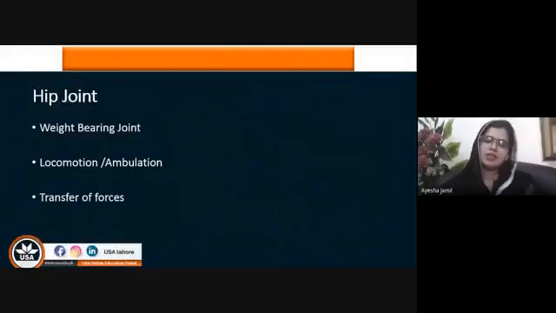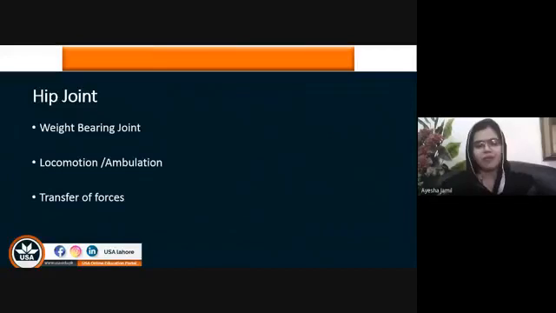If we discuss the normal function or the normal characteristics of the hip joint, we are very well familiar that the hip joint is a weight-bearing joint of the lower extremity. It is the first joint in the series of the lower extremity, formed between the acetabulum of the pelvis and the head of femur. It is a concavo-convex, synovial, ball and socket type joint, the most mobile joint in the lower extremity.